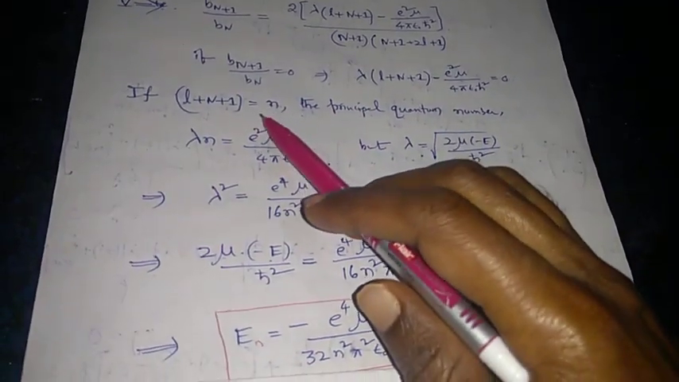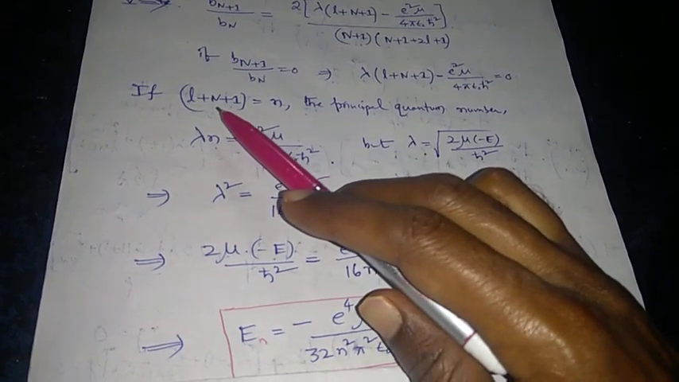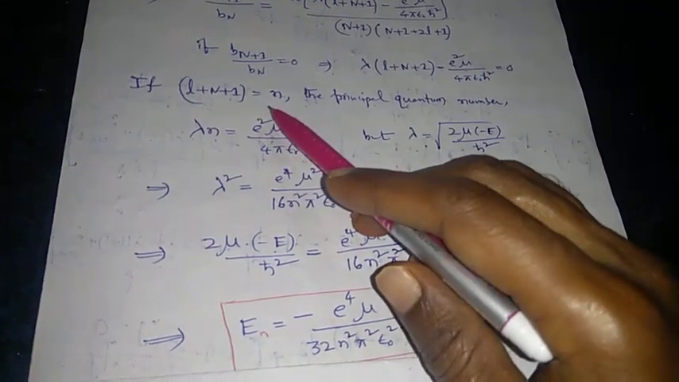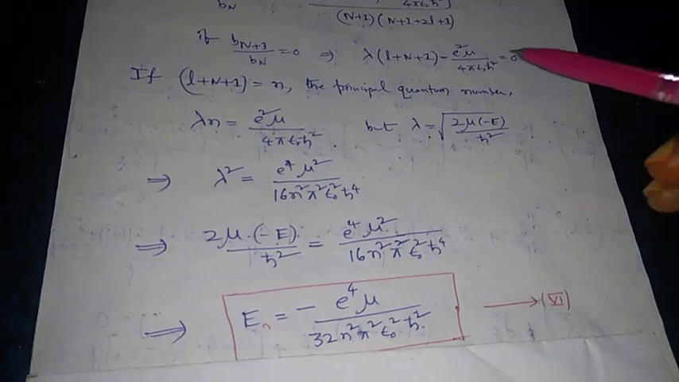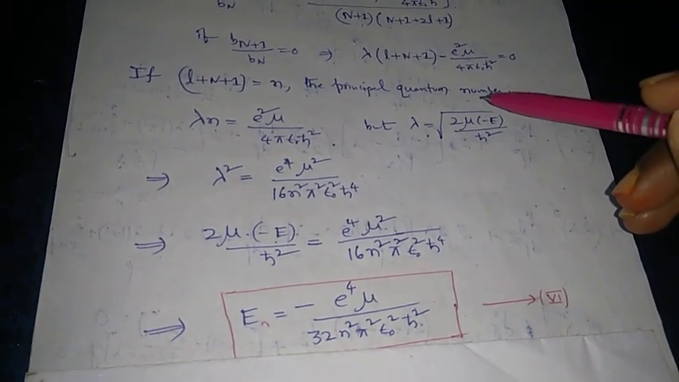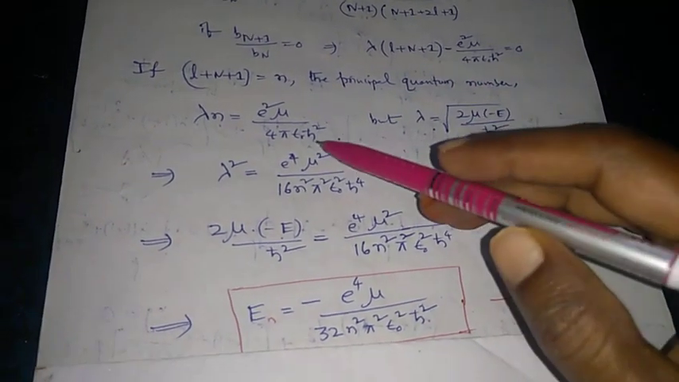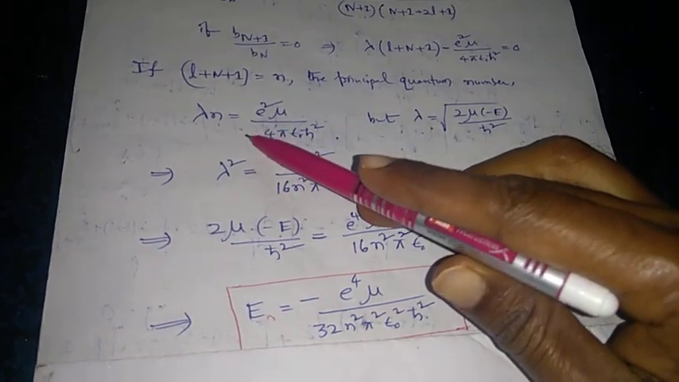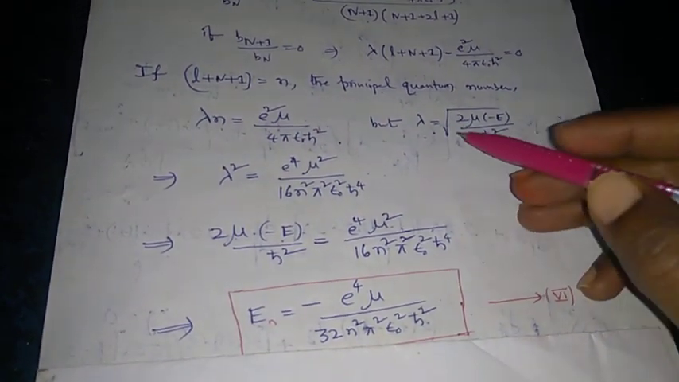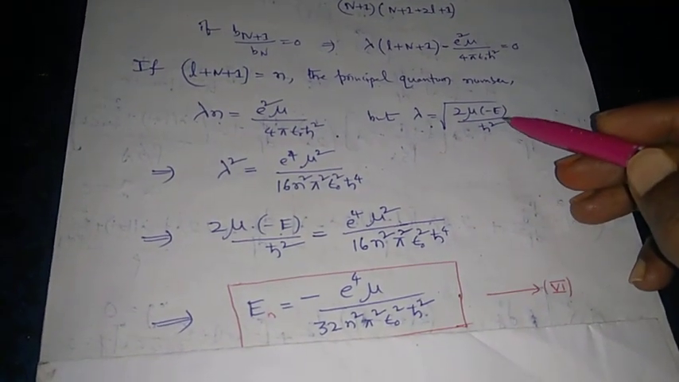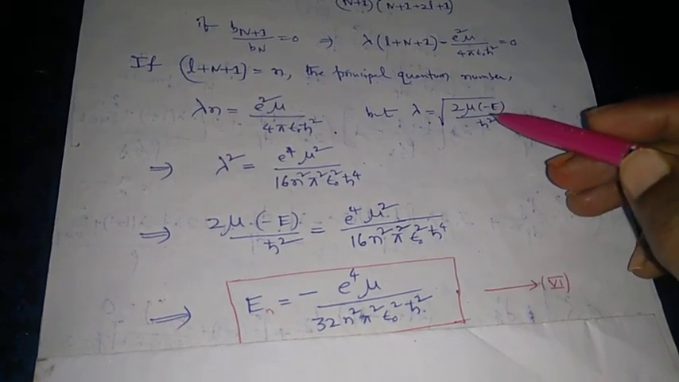And if you actually take L plus capital N plus 1 equal to small n, which later on we'll call the principal quantum number, then we see that lambda into n is equal to this quantity. But we know that lambda was defined like this, a square root like this.